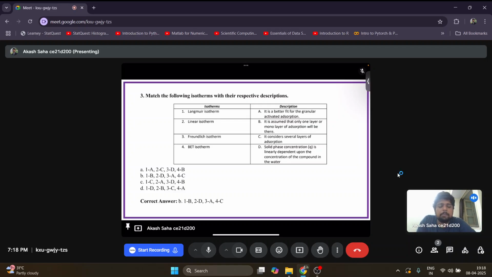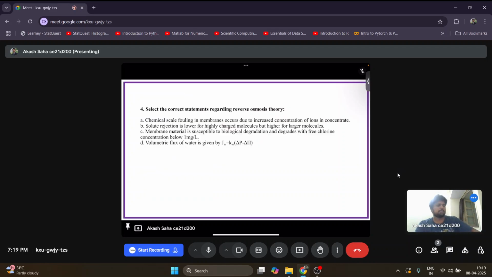And the last one is the BET isotherm. This BET isotherm is generally utilized when we are assuming that there are several layers of adsorption. Okay, not monolayer but multi-layer adsorption. So for monolayer we will generally go for the Langmuir isotherm, whereas for multi-layer we will go for the BET isotherm. Right? So I think that's it to discuss about this isotherm. Next question.